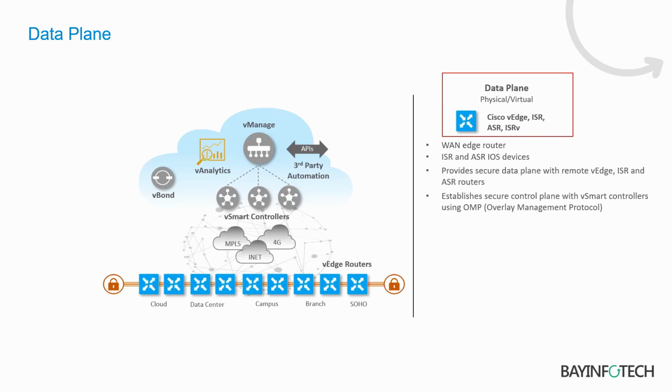vEdge routers leverage standards-based OSPF and BGP routing protocols for learning reachability information from service-side interfaces and for brownfield integration with non-SD-WAN sites. vEdge routers have a very mature full-stack routing implementation, which accommodates simple, moderate, and complex routed environments. For layer 2 redundant service-side interfaces, vEdge routers implement VRRP, a first hop redundancy protocol, which can operate on a per VLAN basis.